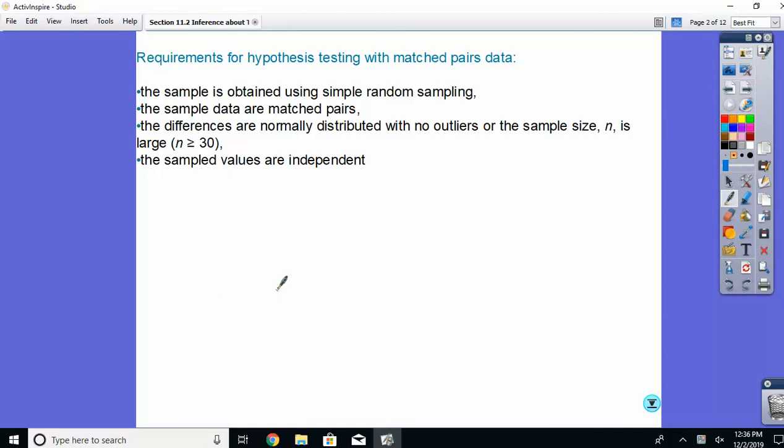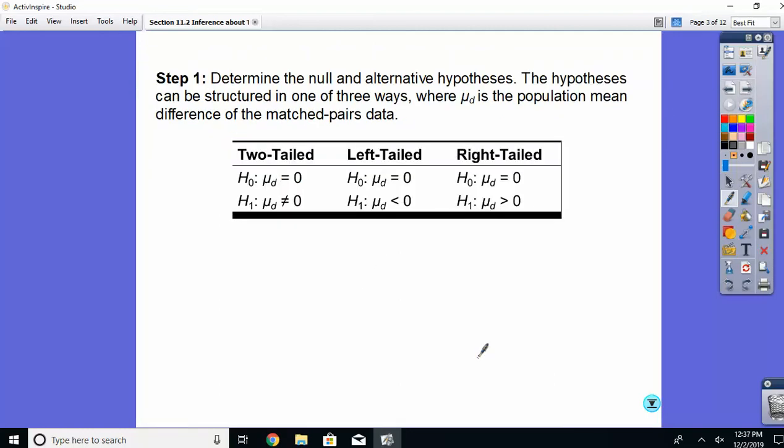We are looking at what's called matched pairs data. So all of our requirements are very similar. It has to be simple random sampling. We have to have normally distributed, no outliers. Since we're talking about our means, n has to be bigger than 30, independent samples. The only new requirement here, to use this strategy, is you have to have matched pairs. So we have to have 2 sets of data that are related.